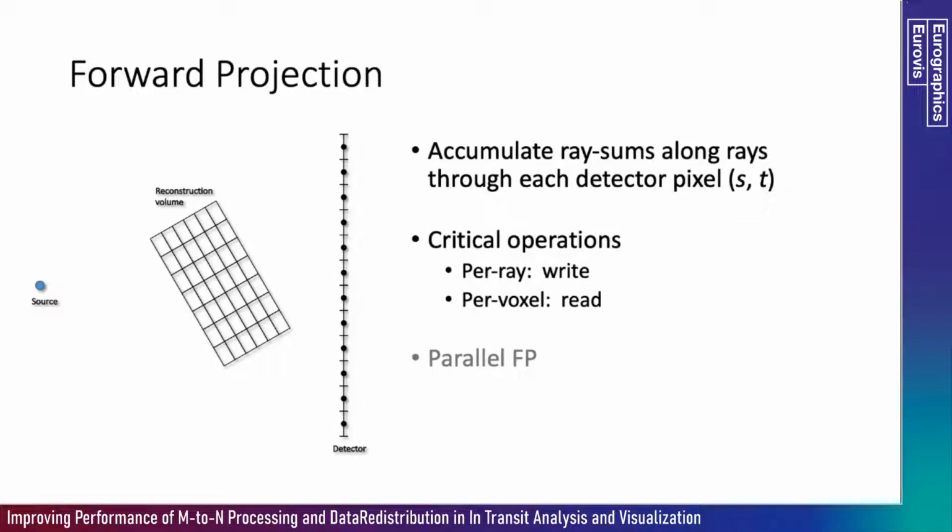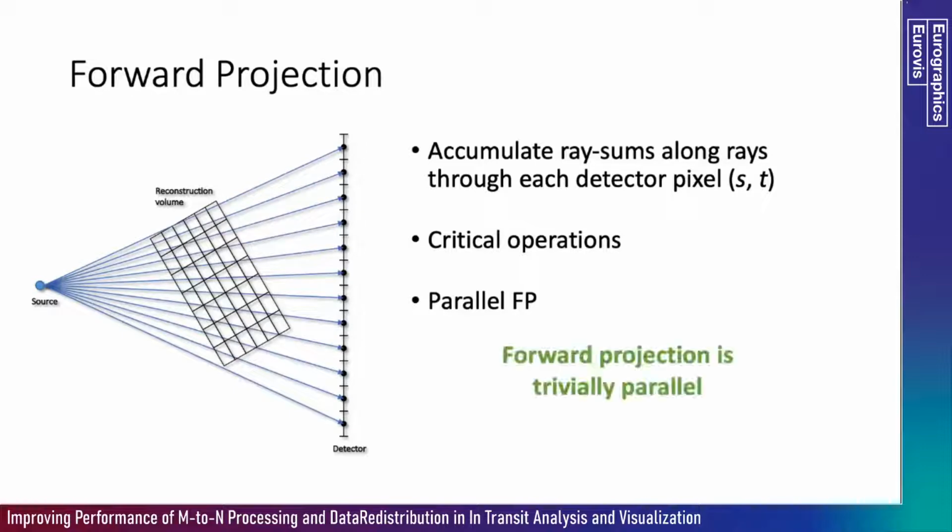Forward projection has 2 critical operations. For each ray, we accumulate the values of every voxel the ray encounters, and from the perspective of each ray, this is a write operation. However, from the perspective of each voxel, this is a simple read operation. We just read the value of the voxel and accumulate it in the corresponding ray sum. As a result, forward projection is trivially parallel across rays. Multiple simultaneous reads of any particular voxel value is not problematic. There are no conflicts, and we're able to maximize parallelism with the available threads.